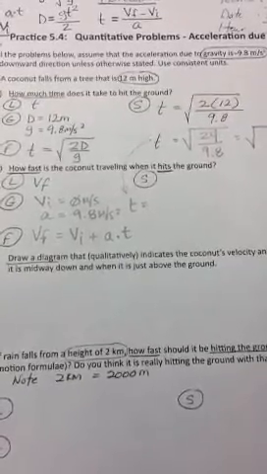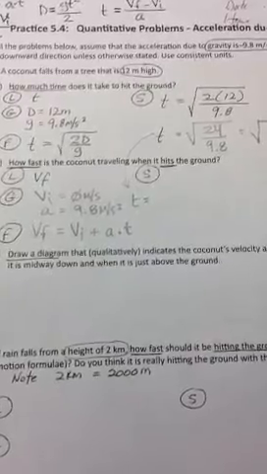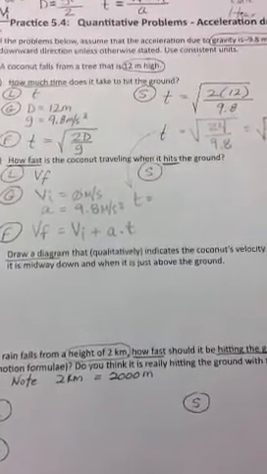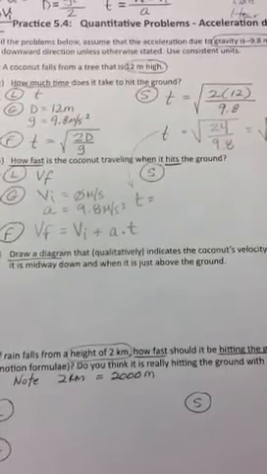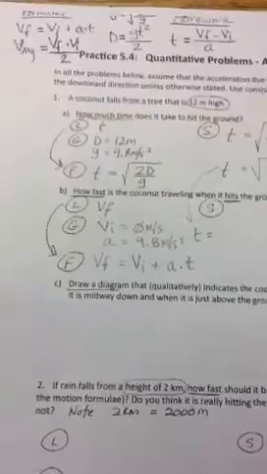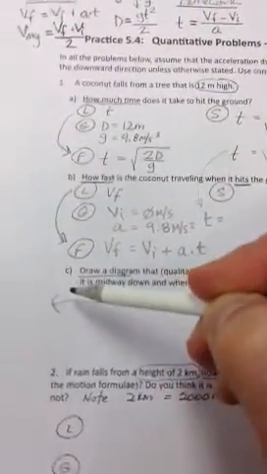Letter C, draw a diagram that qualitatively, that means no numbers, indicates the coconut's velocity and its acceleration when it is midway and when it is just above the ground. This is a motion diagram. Okay, this object is moving on the vertical axis.